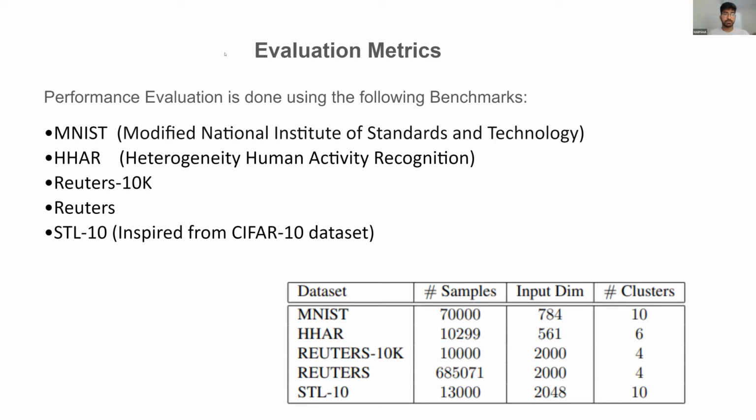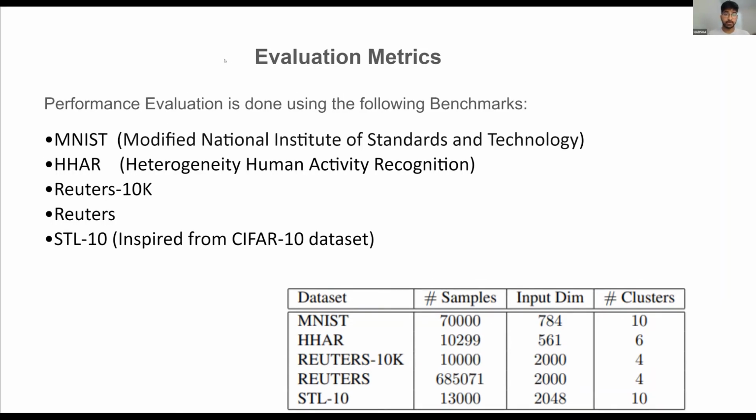So I'm going to discuss the evaluation metrics that we are using in this paper. First, the most common MNIST data set, which has 70,000 samples of 28 by 28 pixels. So the input dimension is going to be 784, and the classes are 0 to 9. So 10 clusters are obtained out of the VADE network.